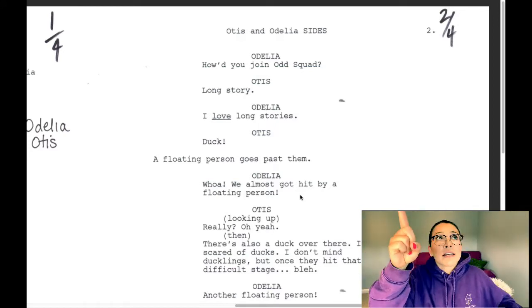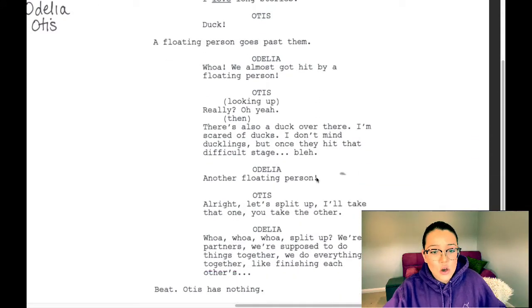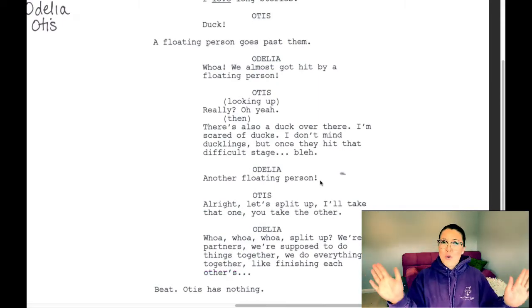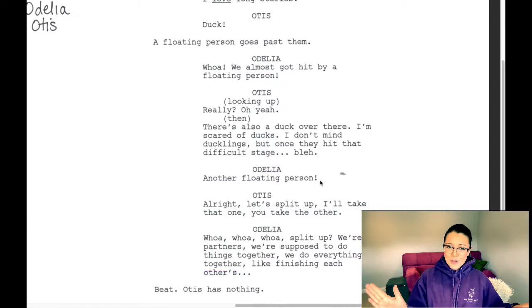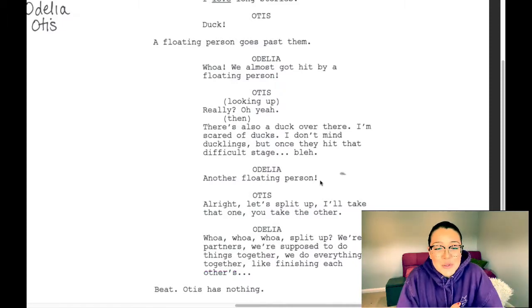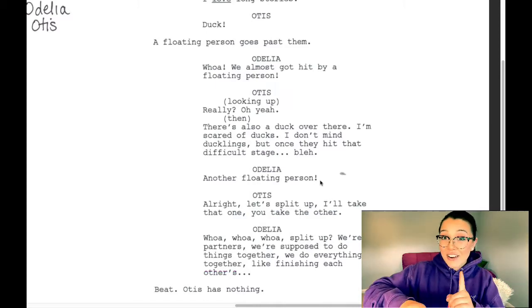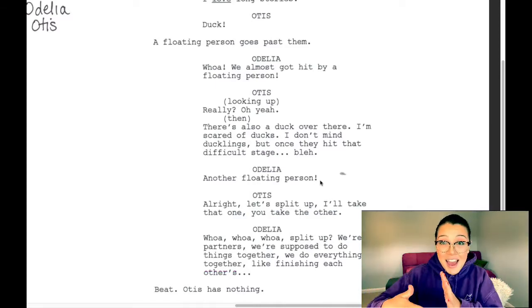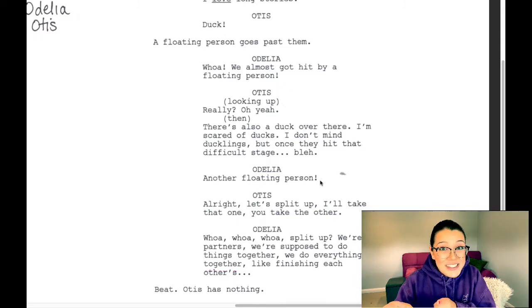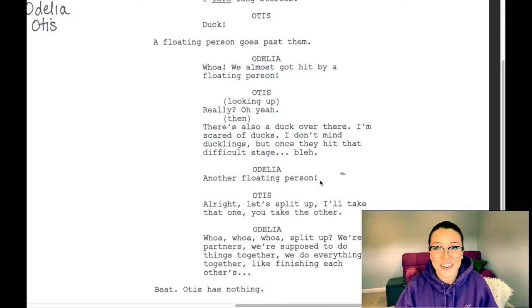Another floating person. All right, let's split up. I'll take that one, you take the other. Whoa, whoa, whoa, whoa, whoa, split up? We're partners, we're supposed to do things together. We do everything together, like finishing each other's sandwiches, because we eat lunch together every day.